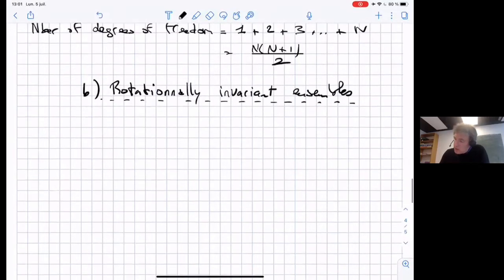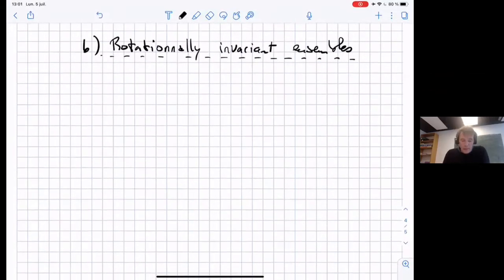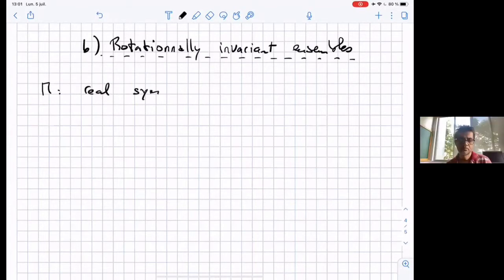And the idea is relatively easy to understand. Let's stick now to be more concrete. I will just stick to real symmetric matrices. I will just discard for the moment the complex Hermitian case. So I suppose that M is a real symmetric random matrix.